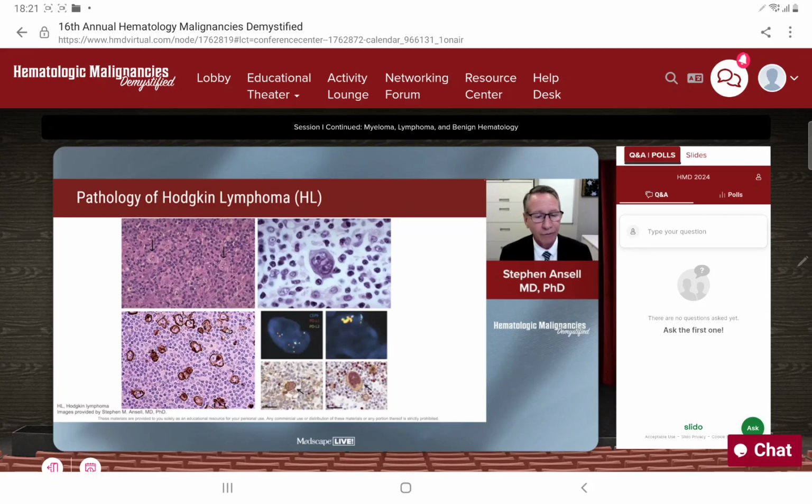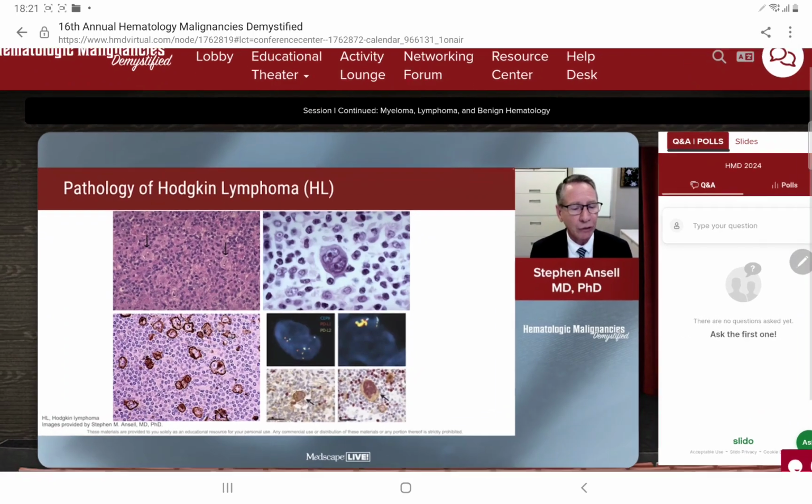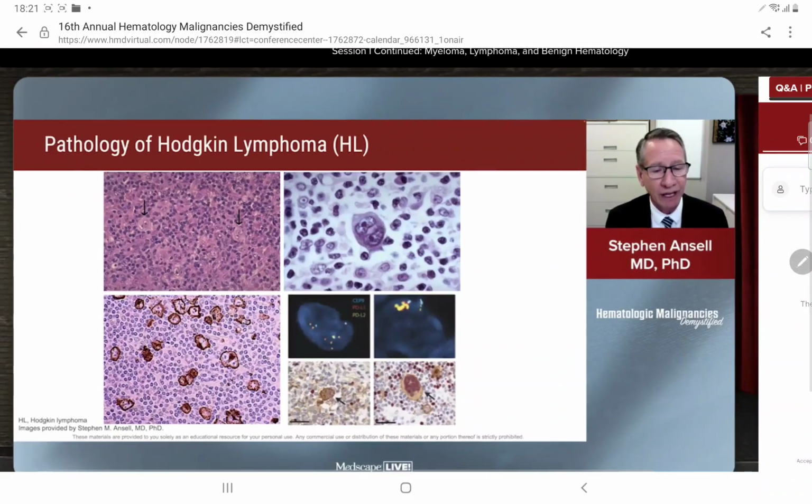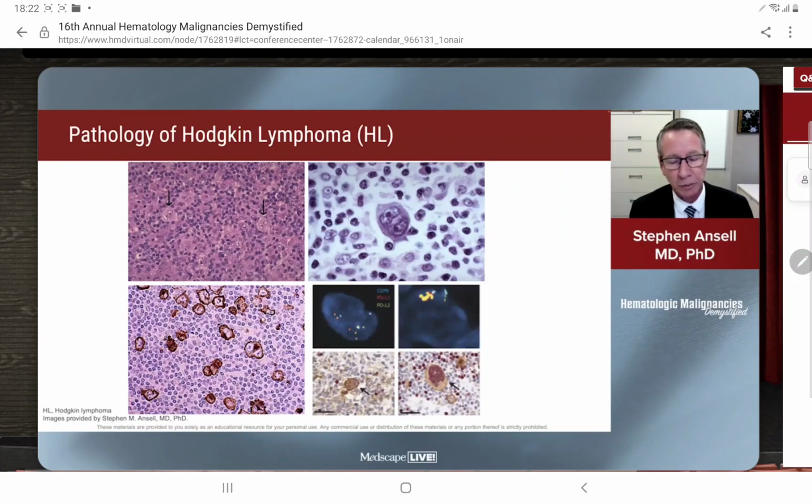Shown on the bottom left is expression of CD30. And again, what is very unique about Hodgkin lymphoma is that the Reed-Sternberg cell expresses high levels of CD30. And as we'll be talking about later, brentuximab vedotin is an antibody drug conjugate that specifically will target CD30, and hence that makes this stain.